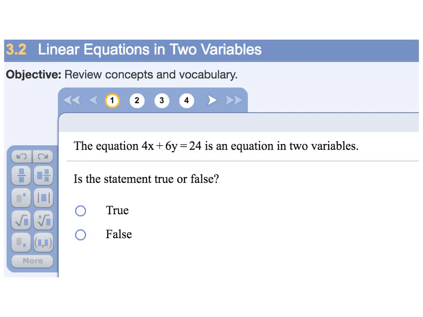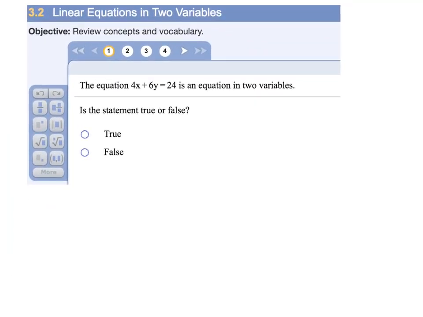All right, so in the equation 4x plus 6y equals 24, it's asking us if this is an equation in two variables. Is this a true statement or a false statement? And the idea is, first off, it's a true statement. Why is this a true statement? Well, because there's two variables. There's an x and there's a y. So there is your two variables.